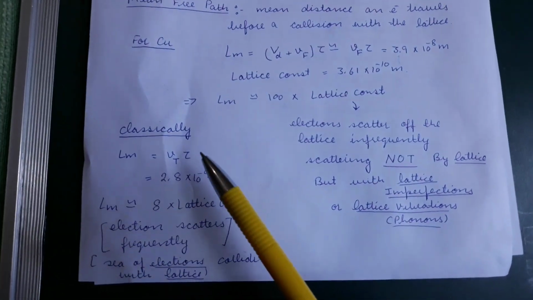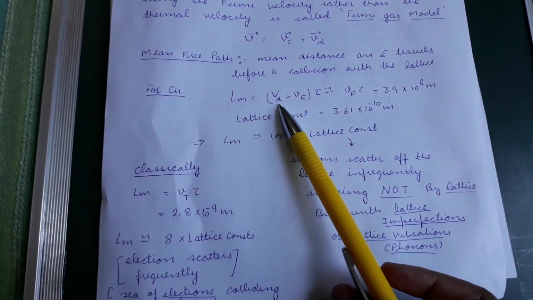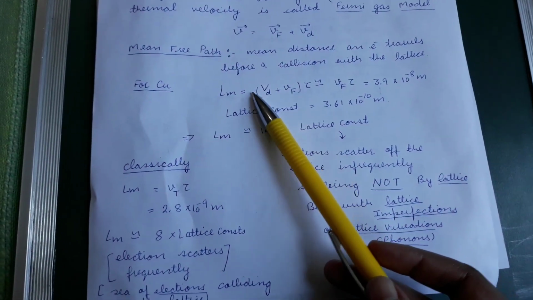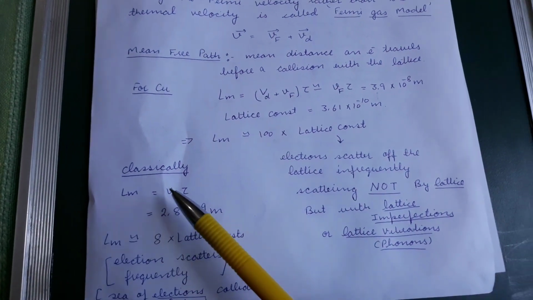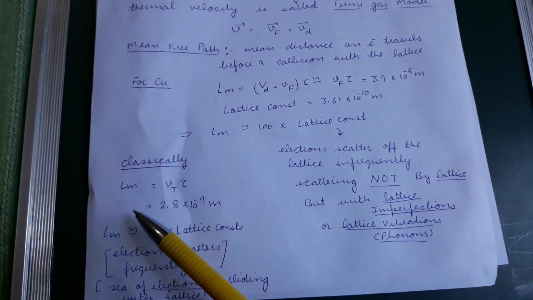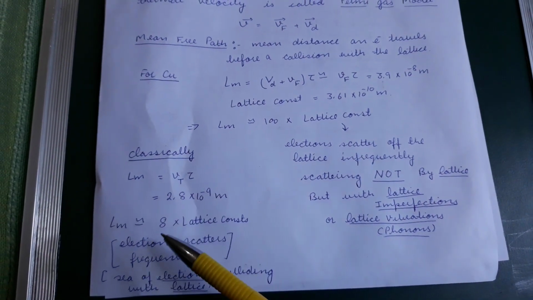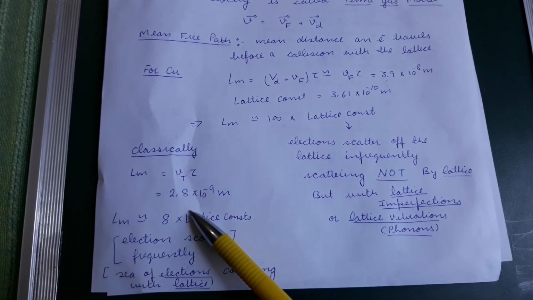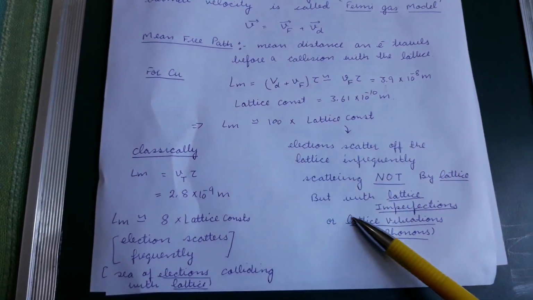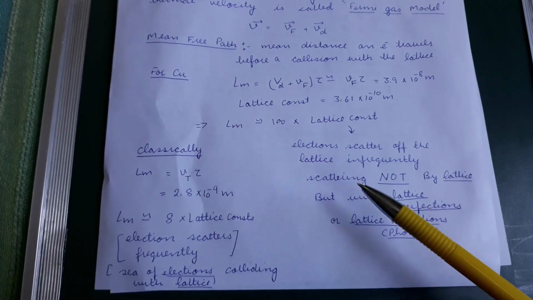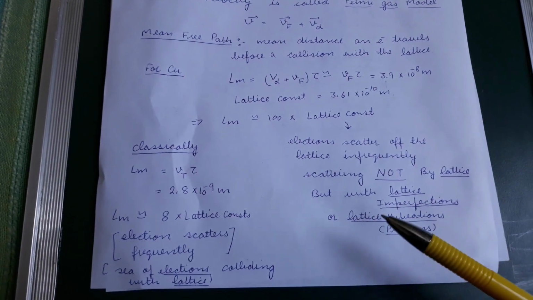On the other hand, classically we see that if we consider thermal velocity, because drift velocity is anyways very small as compared to Fermi velocity, and here also it is very small as compared to thermal velocity, we'll see that the mean free path will come out to be around 10 to the power minus 9 meters, which is 8 times the lattice constant. So here still there is probability of collisions, but when we see quantum mechanically, we see that there are no collisions.